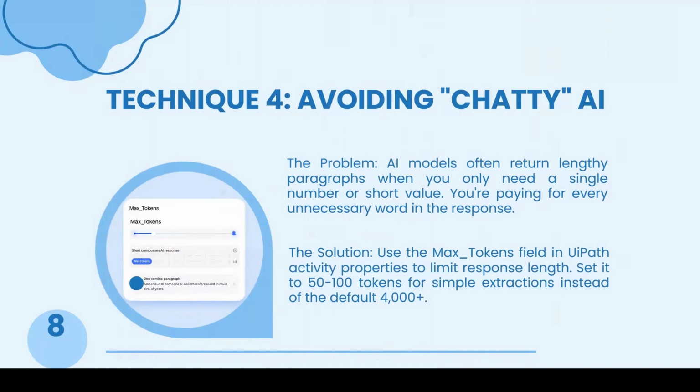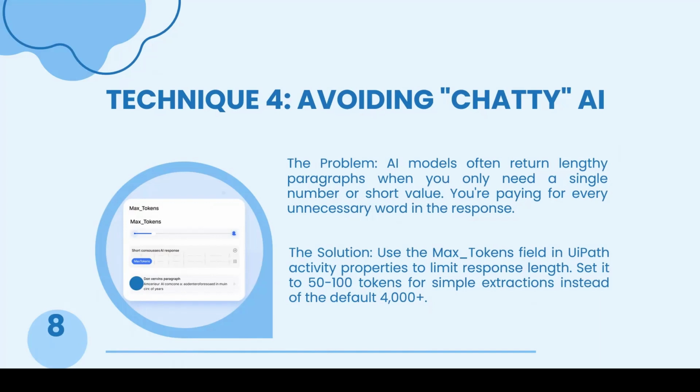Now the fourth topic is avoiding chatty AI. Again, there are two ways to avoid chatty AI. One, which I have explained in the previous technique, is prompt engineering, where you give XML tagging and positive framing and everything. Even after doing that, you may see that your AI responds in a conversational manner, right?